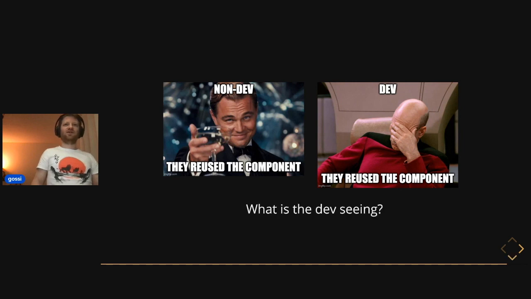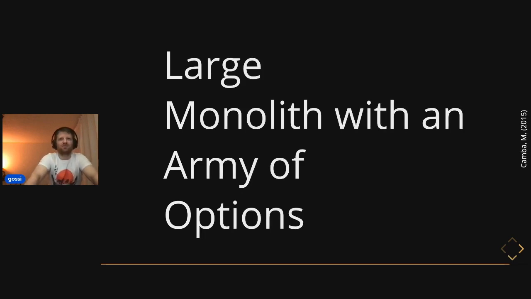Because of the dev is seeing something, and so what are they seeing? And the answer is the LMAO, which is a reference to Miguel Kanda. LMAO, what does it stand for? It's the large monolith with an army of options. So you make the one component bigger and bigger, and each argument adds more to the complexity. It makes it less changeable. That means the maintenance to make a change to that component goes up.